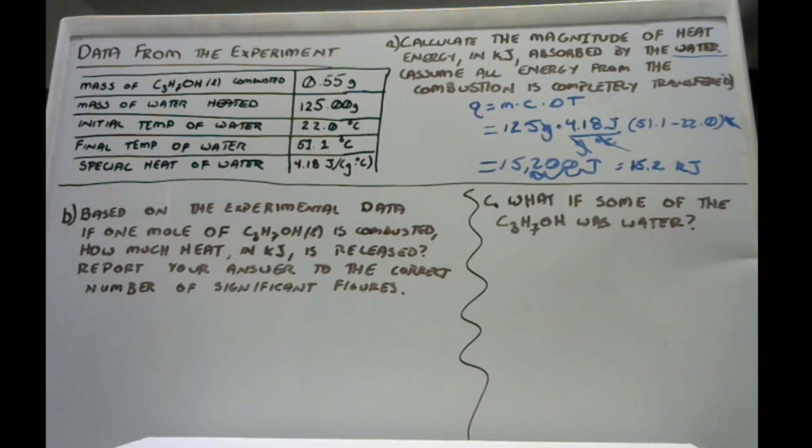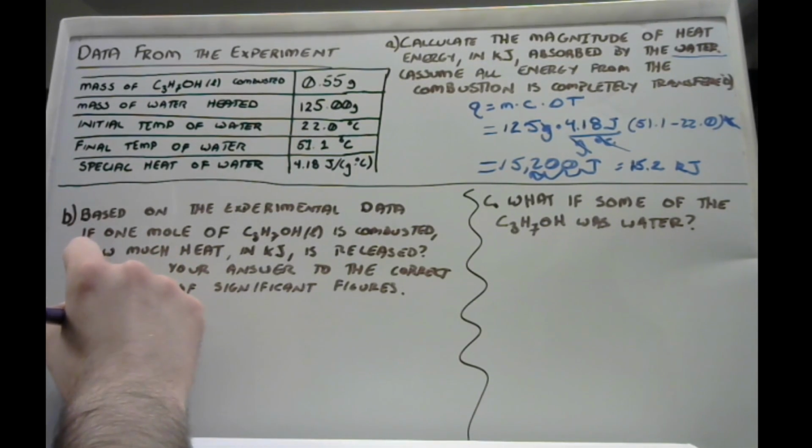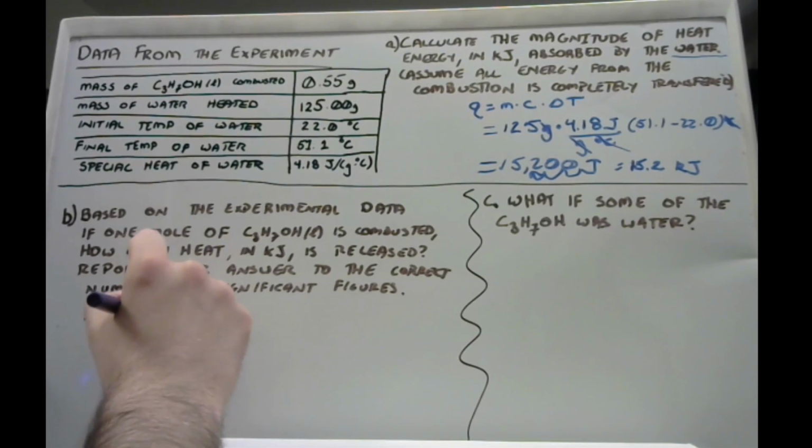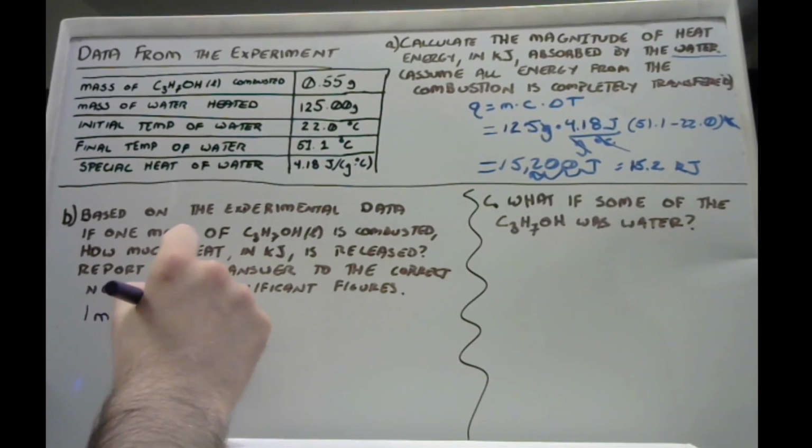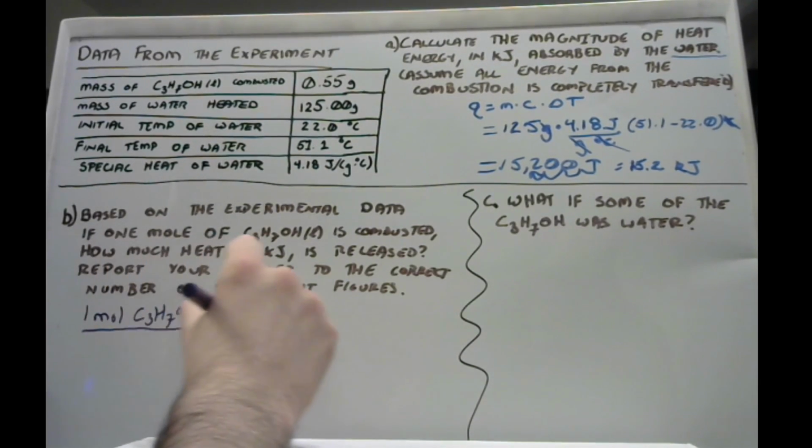B then continues on. It says, based on the experimental data, if 1 mole of propanol is combusted, how much heat in kilojoules is released? Report your answer to the correct number of significant figures. Okay. So we're going to combust 1 mole. This time we only combusted 0.55 grams, but 1 mole. So let's walk through that. 1 mole of propanol is how much we're going to combust.